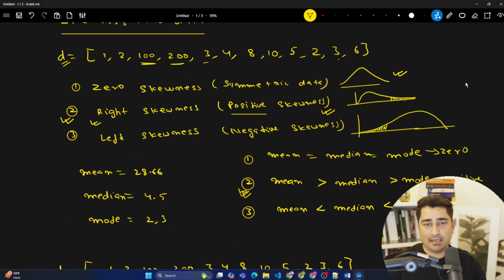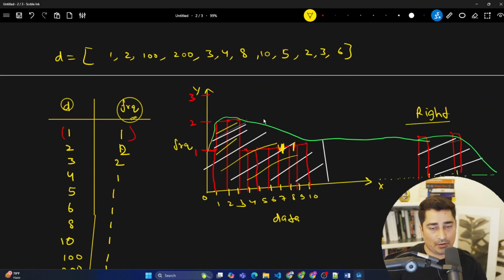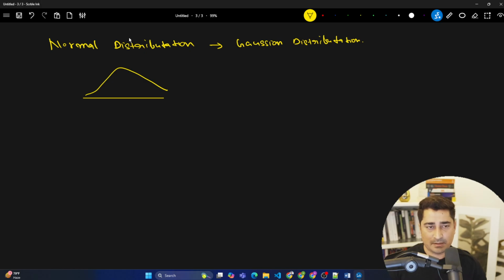So then I will see that okay, fine, there is zero skewness in the data set. Otherwise, there is a positive or a negative skewness inside the data set. So mean should be equal to median equal to mode. Then in that case, we'll say that it's a normal distribution.